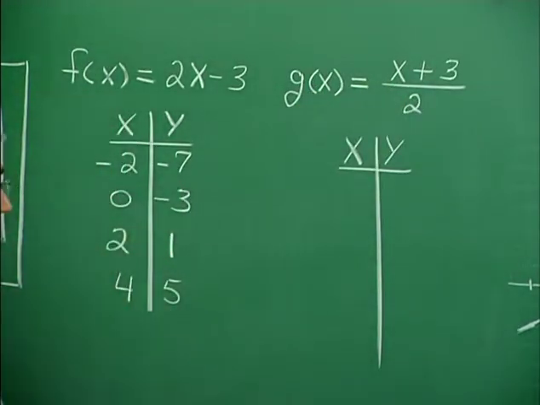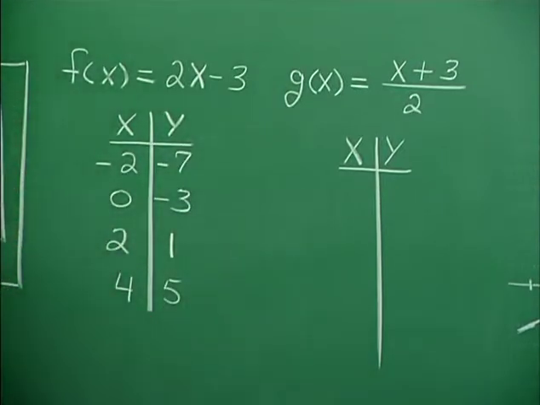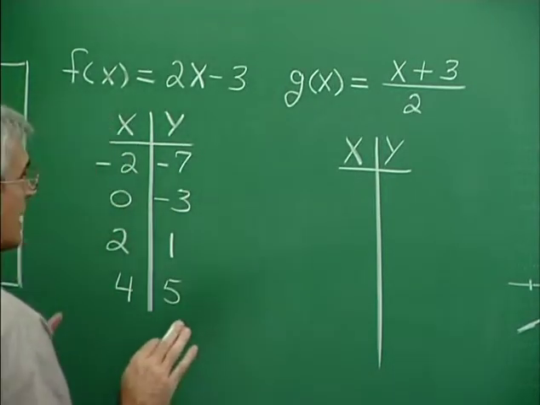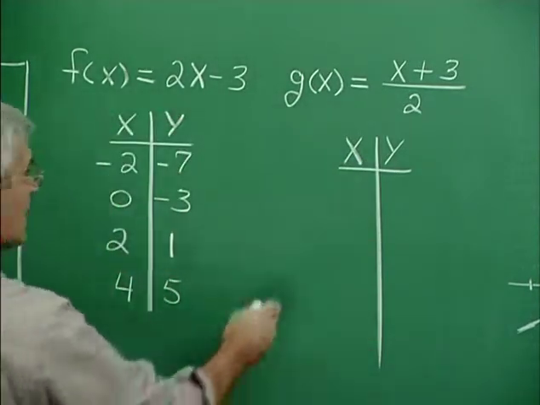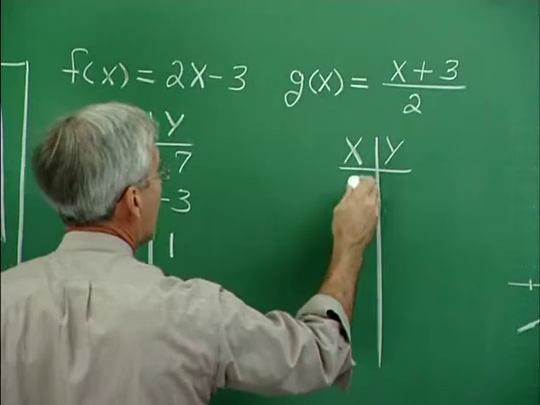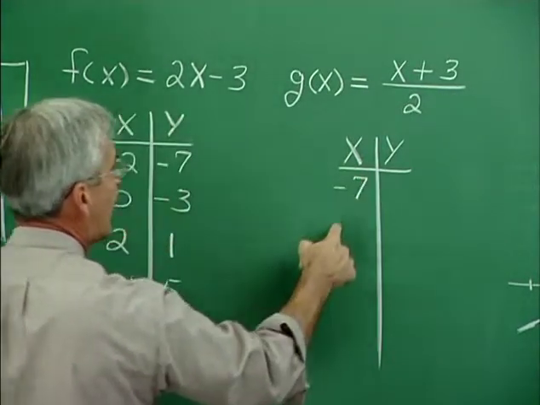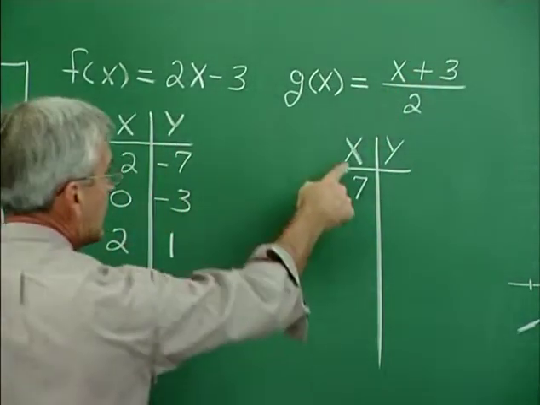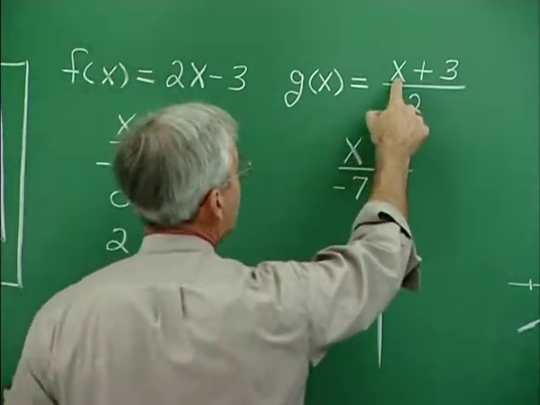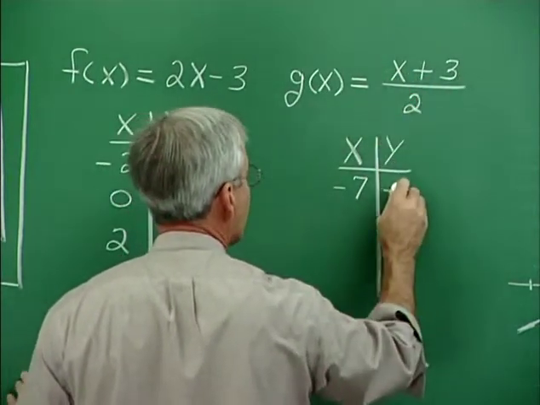Now I generate a table of values. Okay, I pop in a few points for x and I solve for y. Now, I want you to notice what happens if I begin to generate this table of values. Suppose I let x take on the value, let's say negative 7. Now, I'm going to choose values for x that are convenient for this calculation. Suppose I choose an x of negative 7. I would have negative 7 plus 3, that's negative 4. Negative 4 over 2 is negative 2.